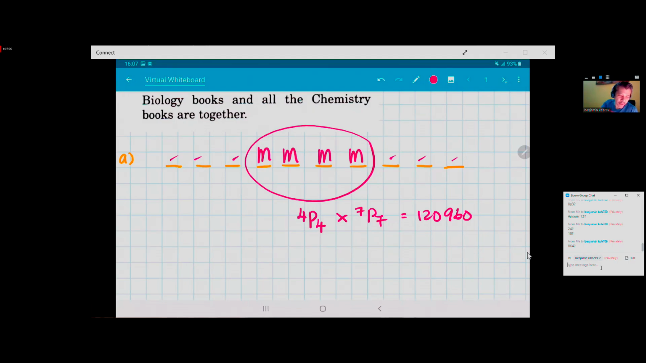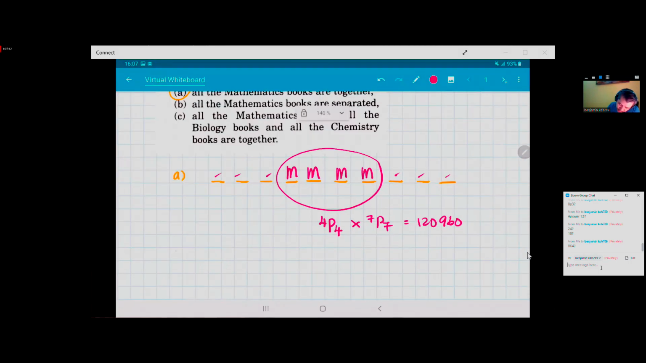Now what about the B? All math books separated. How do I count when the math books are separated? Some of you have got the answer. The answer is very, very big. The answer is in the millions. It is 3,507,840.